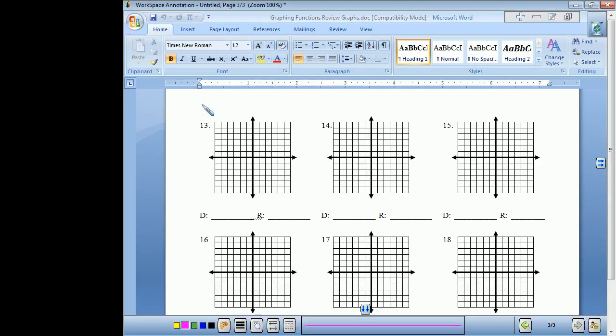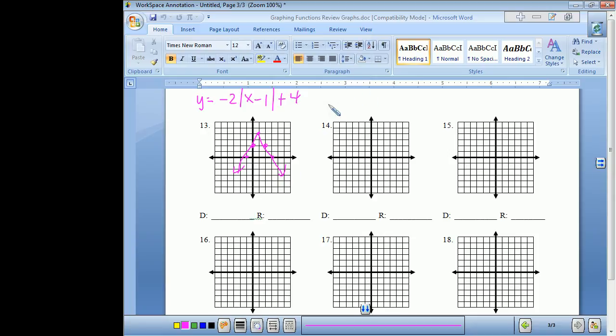Number 13. y equals negative 2 times the absolute value of x minus 1, plus 4. So we're going to go right 1, up 4, but this time we're opening down with our absolute value, and our moves are doubled. So it'll go this way.